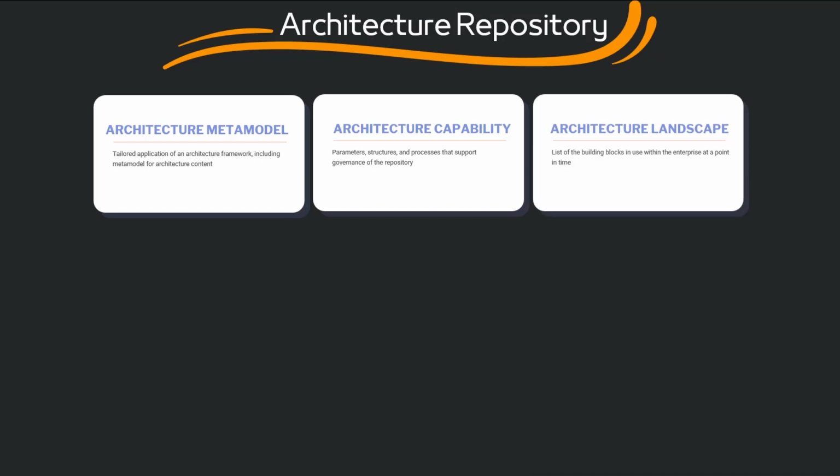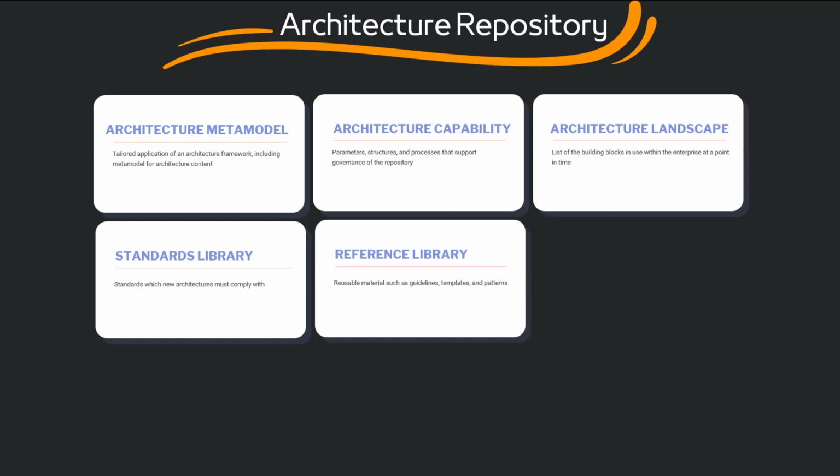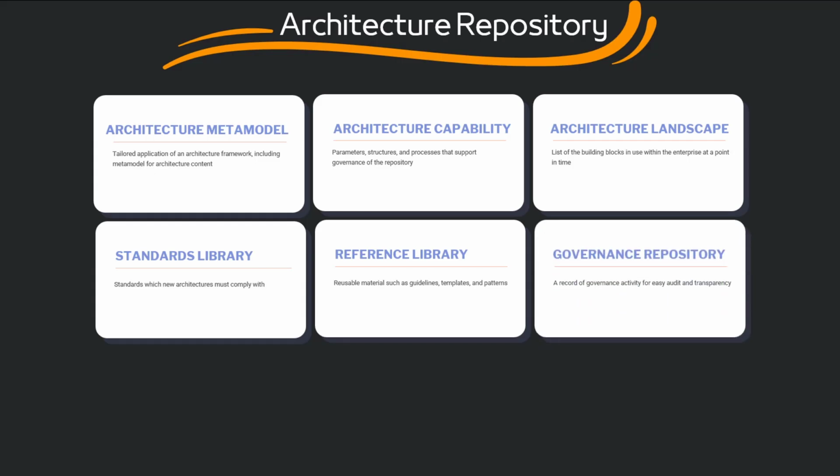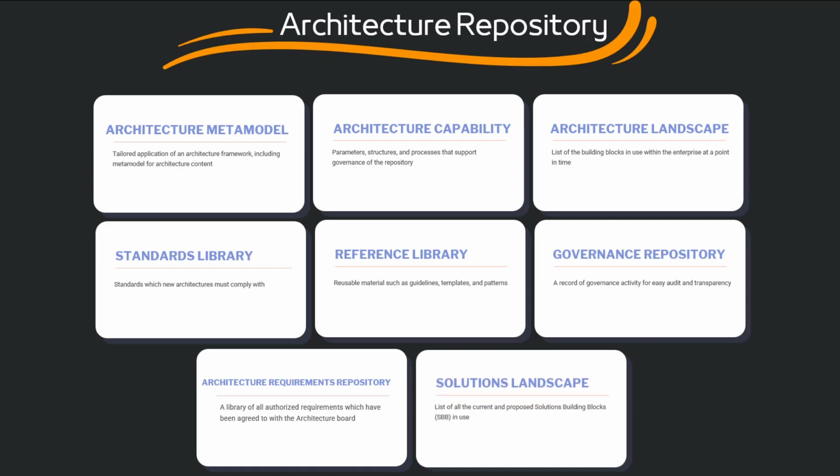Next, the architecture landscape describes a list of building blocks that are currently in use within the enterprise at any point in time. The standard library describes standards which new architecture must comply with. The reference library is reusable material such as guidelines, templates, and patterns. The governance repository is a record of all governance activity that's kept in one place for easy audit, decision making, and transparency. The architecture requirements repository is a library of all authorized requirements which we have agreed to with the architecture board. And finally, the solution landscape is a list of all the current and proposed solution building blocks that are currently in use in the organization.